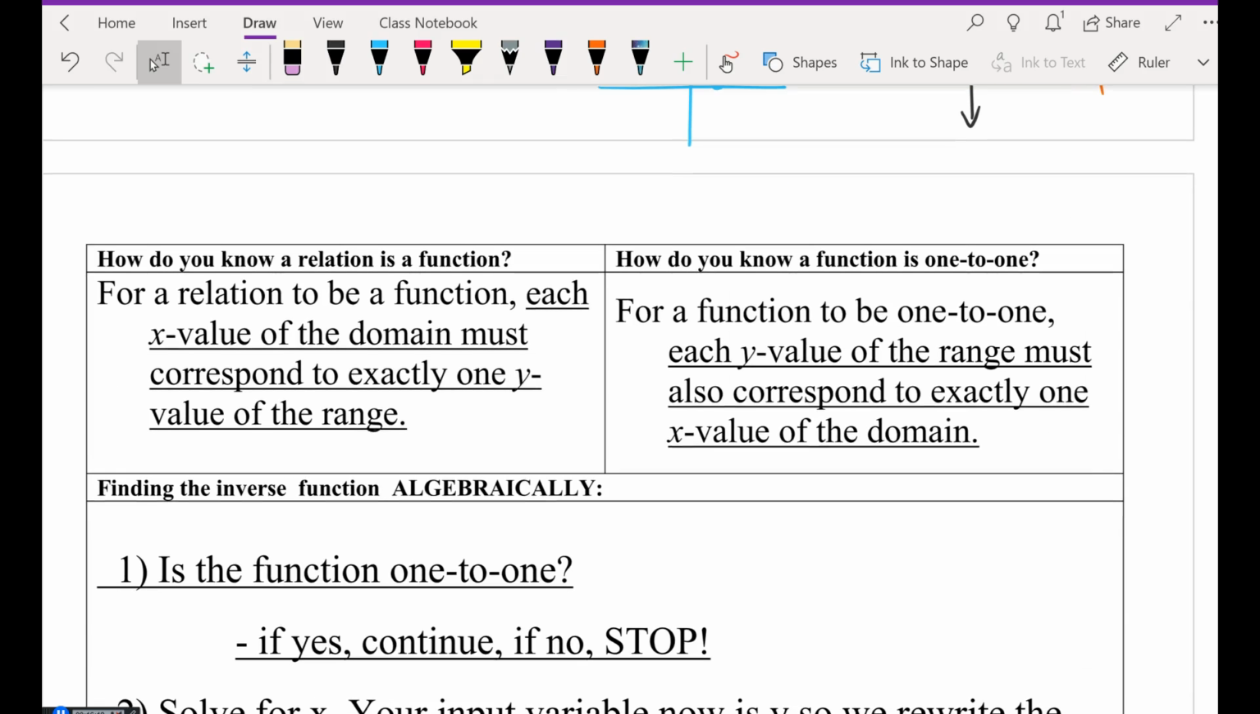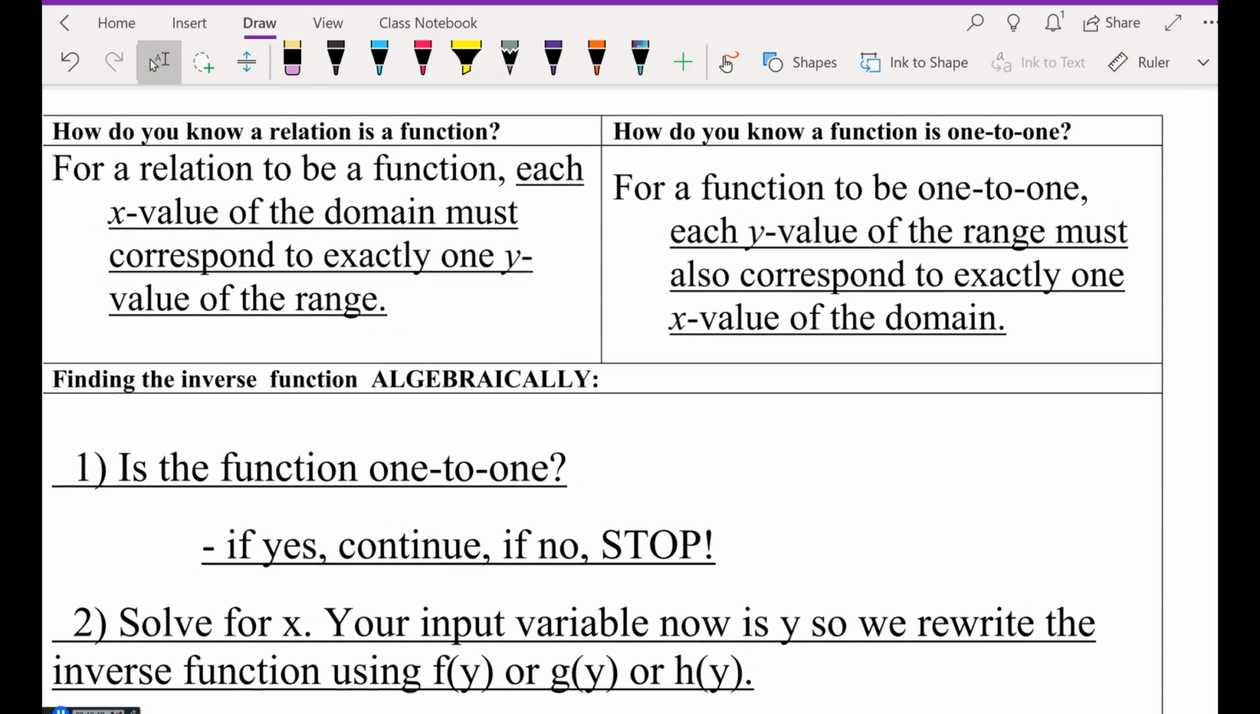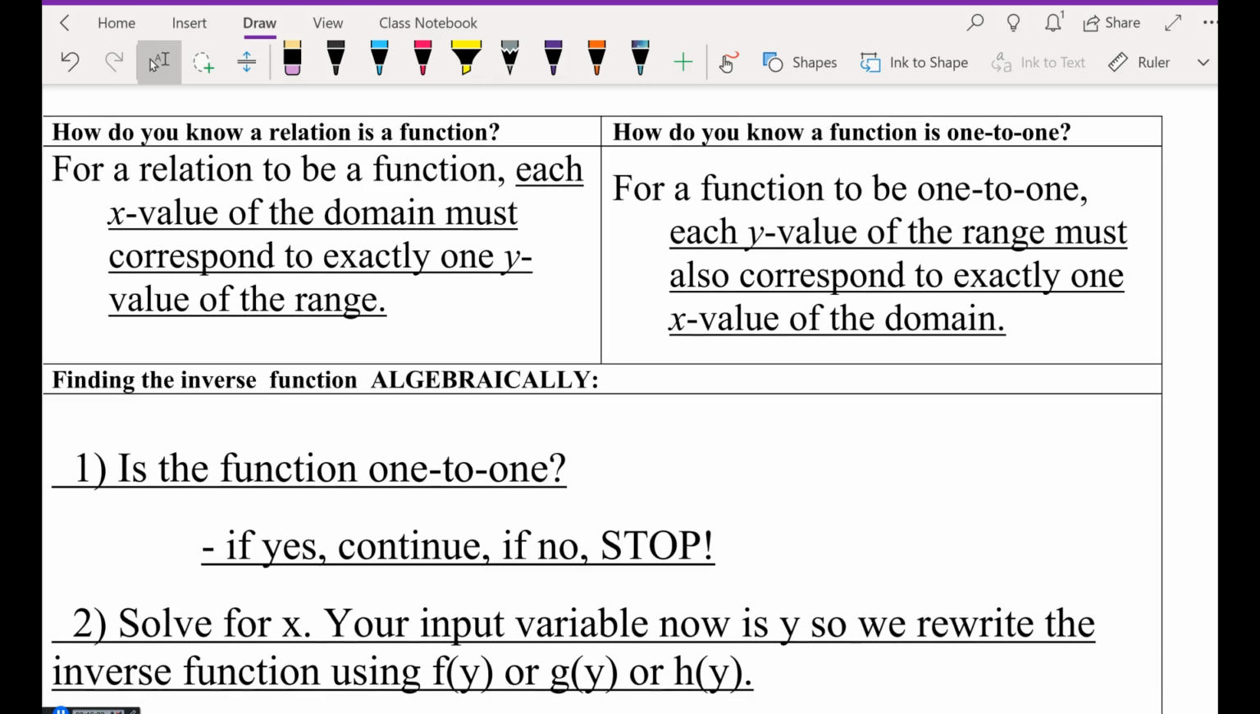The second box to the right. Can you help me, Hunter, read that box? How do you know a function is 1 to 1? For a function to be 1 to 1, each y value of the range must also correspond to exactly one x value of the domain. Very good. So a 1 to 1 function is even stricter. Not only does 1 x map to 1 y, now 1 y must also map to what? 1 x. So 1 to 1 is even stricter than a function.